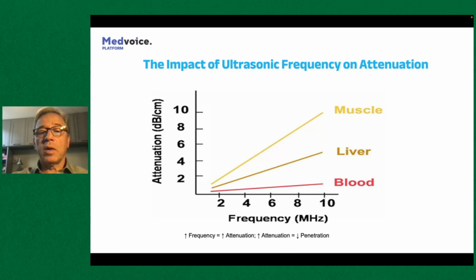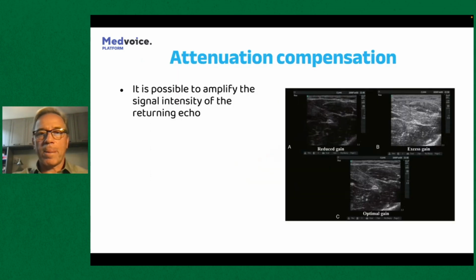Blood, for example: if you're increasing the frequency, hence decreasing the depth of penetration, with blood it doesn't really matter. With liver, it matters a lot. With muscles, even more so.